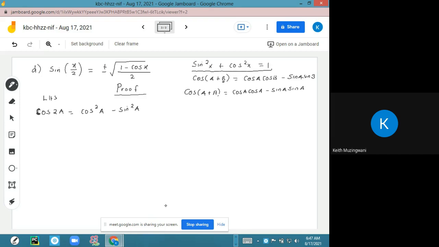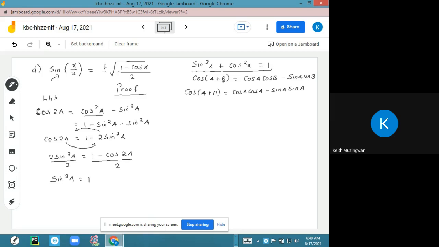And from this identity, since we have sine there, we need to change this cos to sine so that we have 1 minus sine squared A minus sine squared A, giving us 1 minus 2 sine squared A. But this is the same as cos 2A. If you bring this to the other side, and this to the other side, you notice that we're going to have 2 sine squared A being equal to 1 minus cos 2A. Then we solve for sine, so we divide by 2. We will get sine squared A is equal to (1 minus cos 2A) over 2.